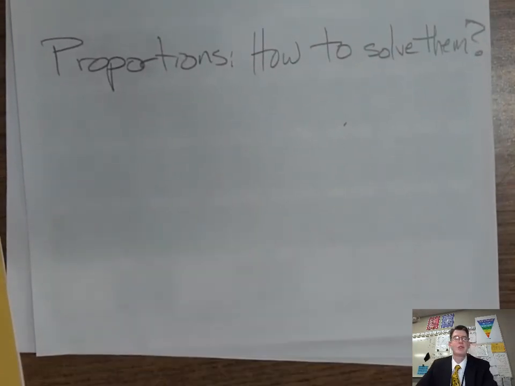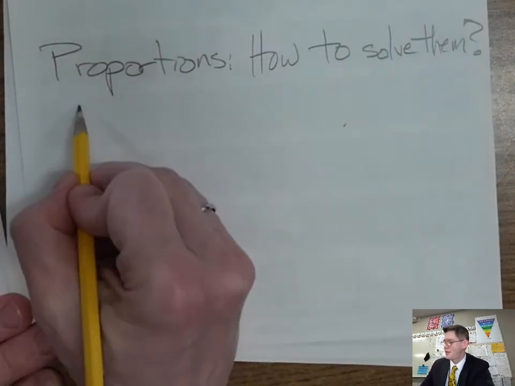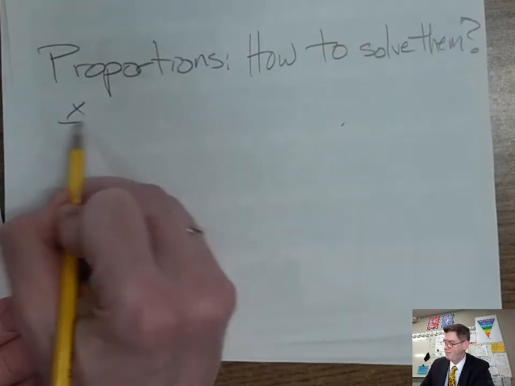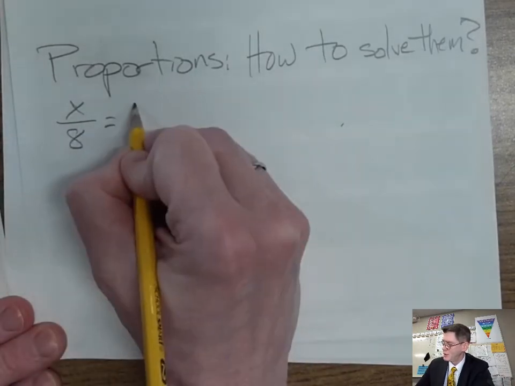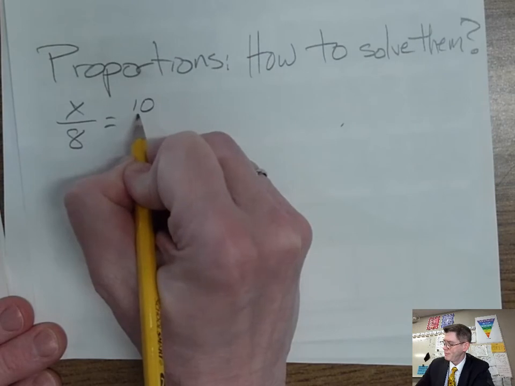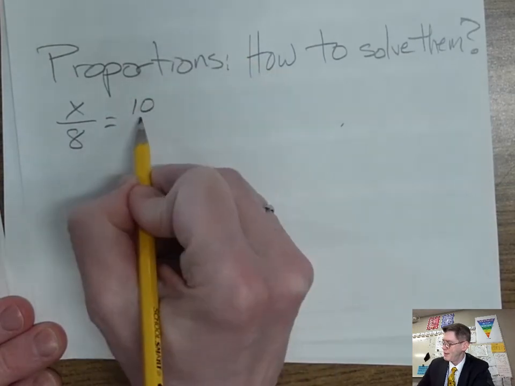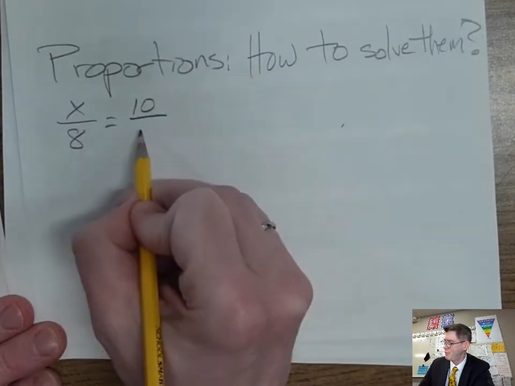How do you solve proportions? One thing that the state of Utah wants you to understand about proportions is, let's say that you've got x over 8 equals, and I shouldn't be doing what I'm doing. I'm just kind of making this up on the spot. I shouldn't do that.